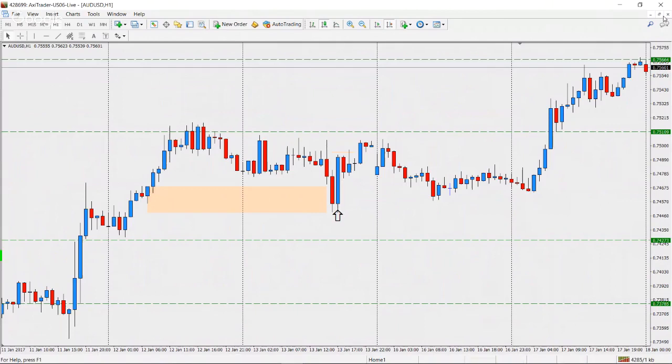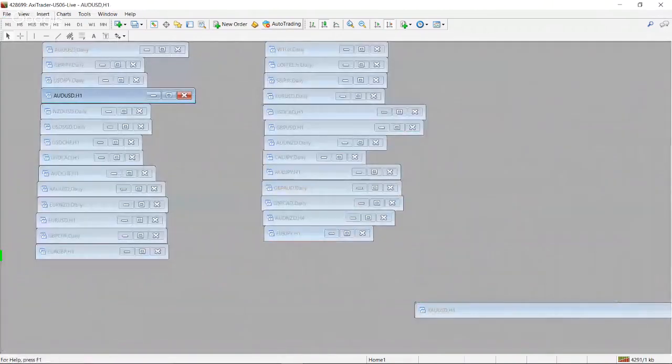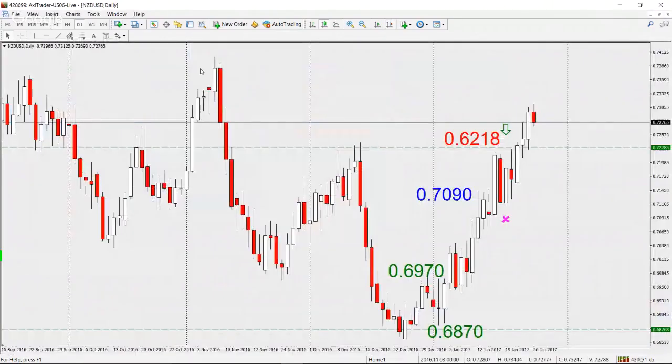All right, let's switch to another one. We'll go on to our next swing pattern. And I think we had Kiwi, Aussie, and Pound Yen. So we'll go to the next naked Forex pattern. I'll show you a couple of failed ones, really.